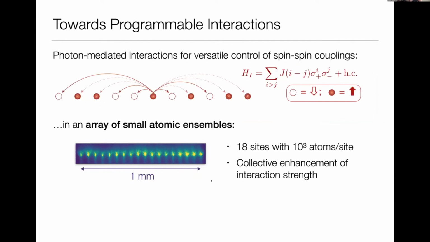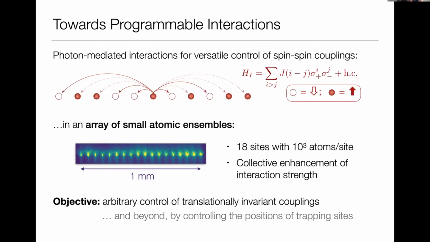And we're starting to ask the question, how well can we control the structure of the interactions between site I and site J? And the vision is to have a system where you can basically program in, let's start modestly and say, I'd like to at least be able to realize any kind of translation invariant coupling graph, control the structure of the interactions versus distance. And it could be very long range, and need not decay monotonically with distance. So how might we be able to do that?